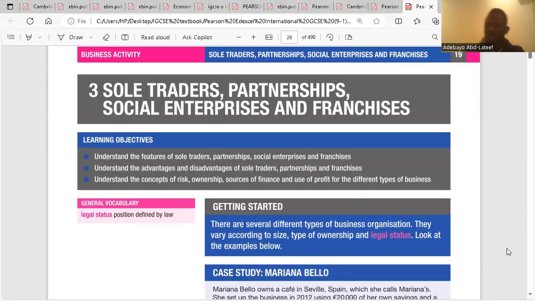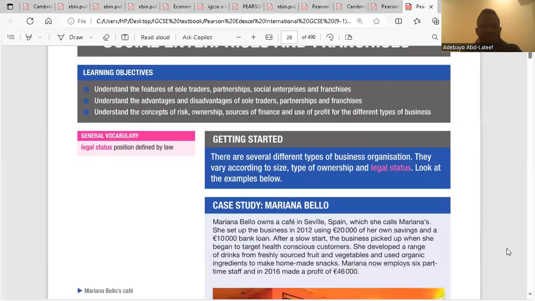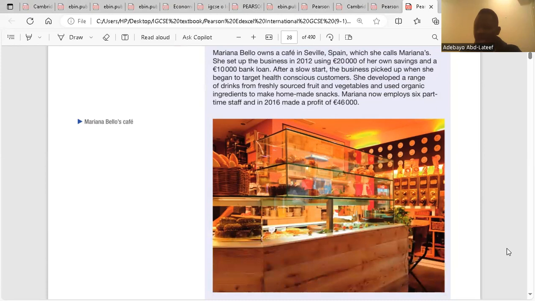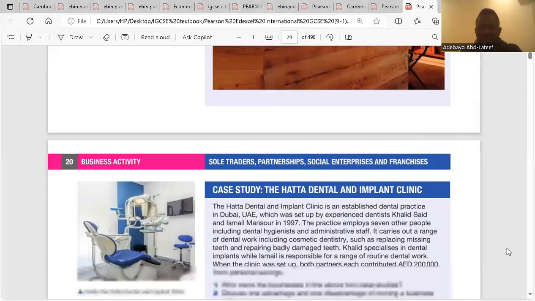Start with chapter 3: sole traders, partnership, social enterprise, and franchises. So we have a case study here about Mariana Bello. The case study is there for anybody to read, but I already read it, so I'm going to go to the questions.